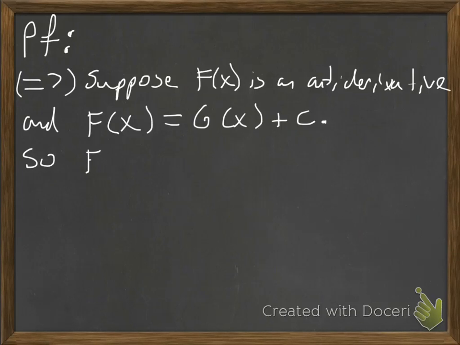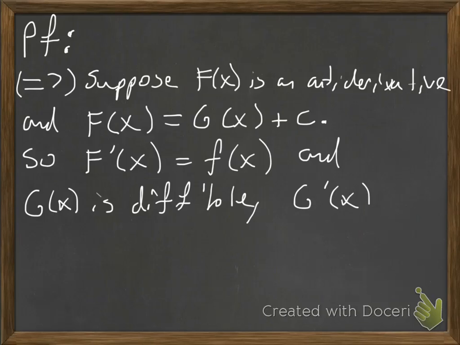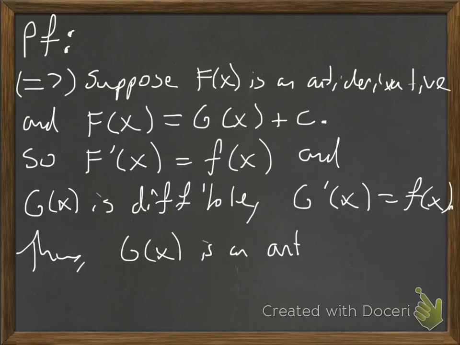Well, I know that I can take the derivative of big F of x, and I know that's equal to little f of x. This tells me that G of x is differentiable because it's equal to a differentiable function plus a constant. So G prime of x is also going to equal little f of x. Thus, G of x is an antiderivative of little f of x on the interval I.